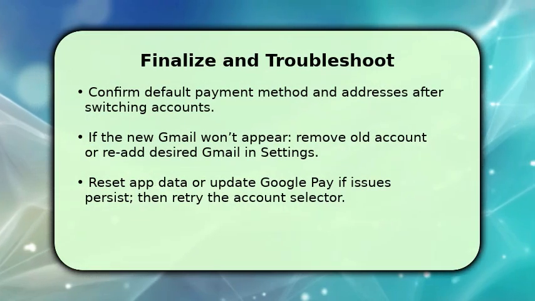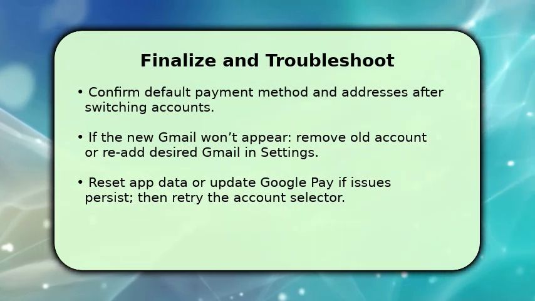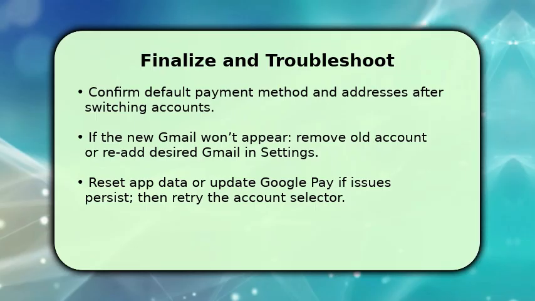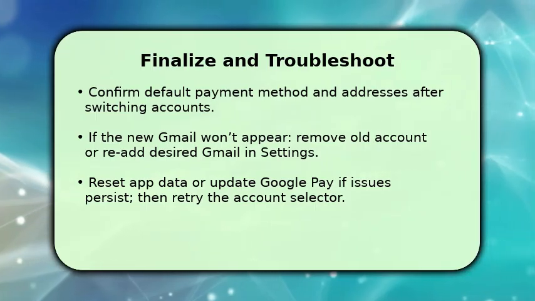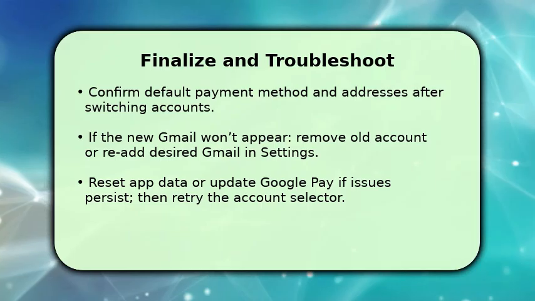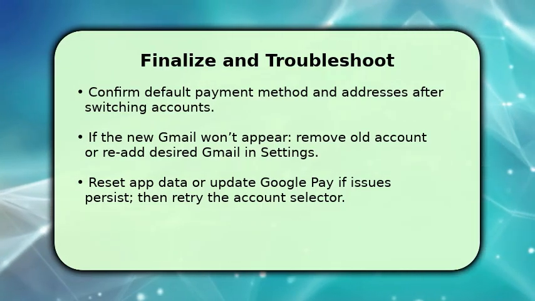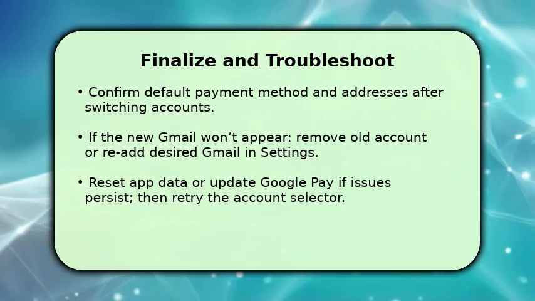Finalize by checking that the correct payment method, profile, and address are active under the newly selected Gmail. Add cards if needed. If the account picker didn't show your Gmail, remove the unwanted account from Settings Accounts or re-add the desired Gmail and reopen Google Pay. Sometimes a refresh is required.